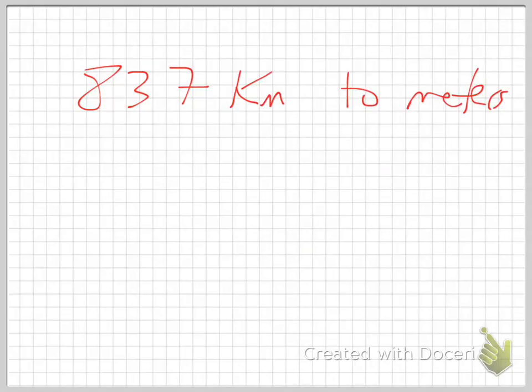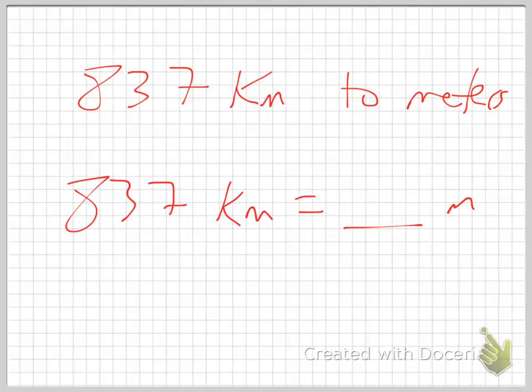Anyway, let's take a look here. Let's go from 837 kilometers to meters. How many meters is that? If you prefer to have it look like the way I had it set up before, then you go 837 kilometers equals how many meters? If that's how you prefer to have it look, that's fine. Do you agree that that's the same thing?